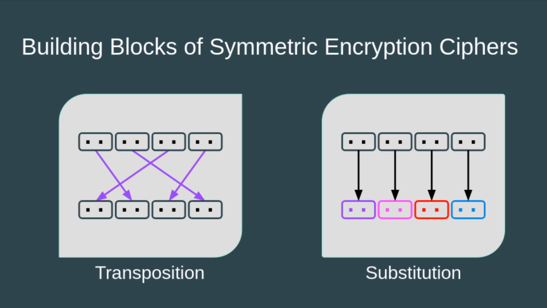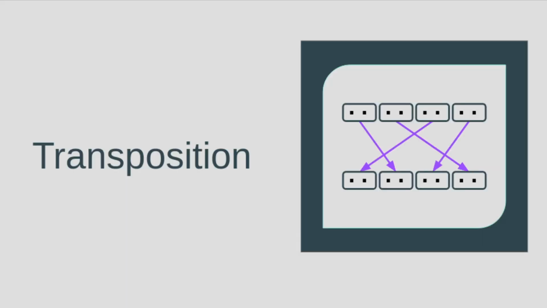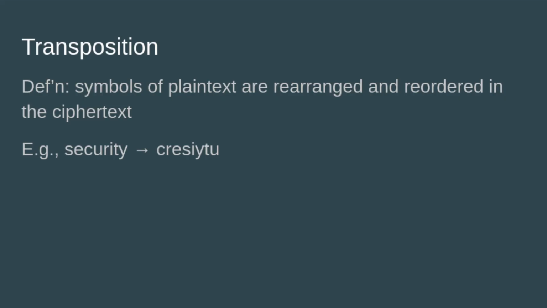And cryptographers use two main tools when building symmetric encryption algorithms: transposition and substitution. Let's talk about transposition first. The definition of transposition is that symbols of plain text are rearranged and reordered in the ciphertext. So for example, anagrams work by transposition.